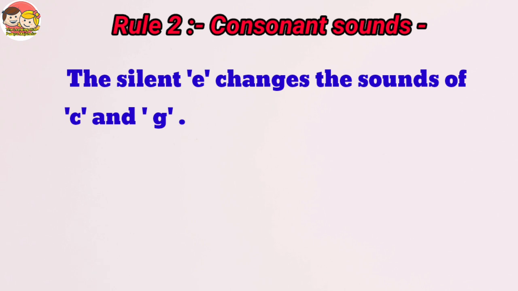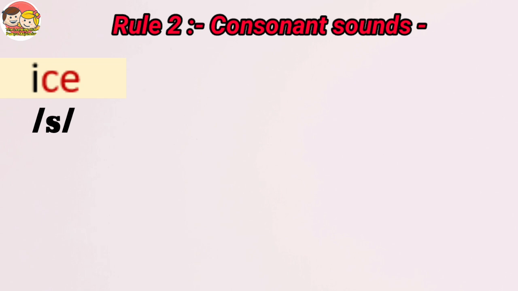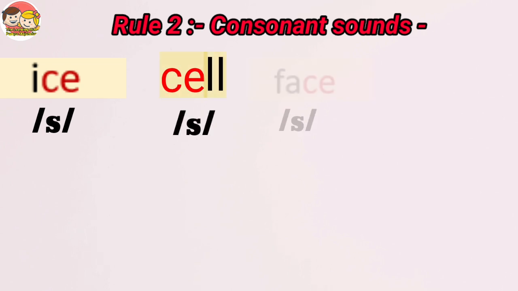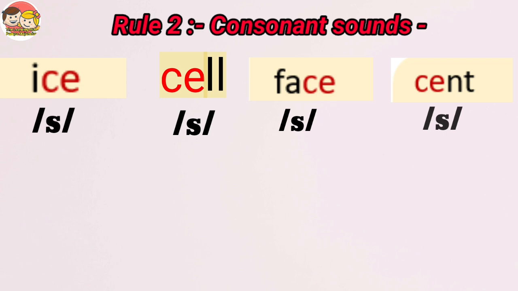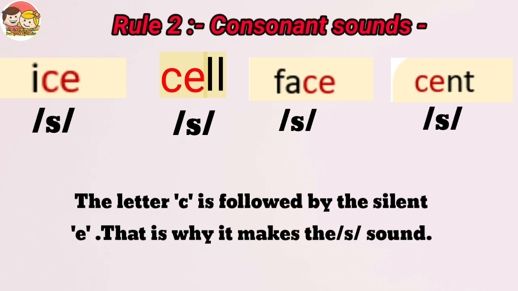Next, rule number 2, consonant sounds. In this rule, the silent E changes the sounds of C and G. C and G make a soft sound due to the silent E, like ice, cell, face, scent, etc. So look here, the letter C is followed by the silent E or magic E. That is why it makes the S sound. S. It's a soft sound of letter C.